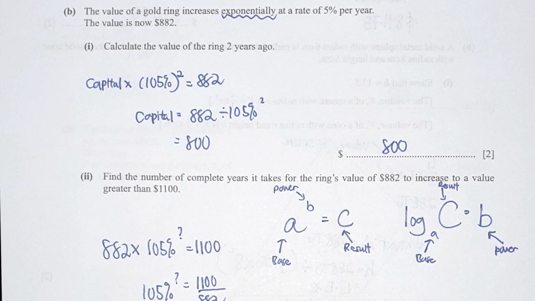As for part B, keyword here is exponentially. So the 882 is actually the value of investment, which is capital plus interest earned. So capital times 105% to the power of 2 equals 882. Capital should actually be 800 after the calculation.